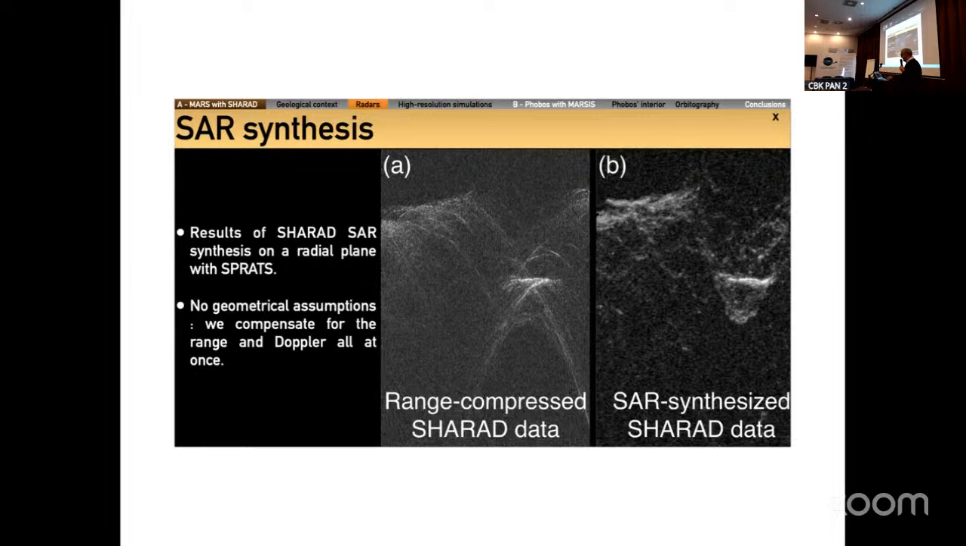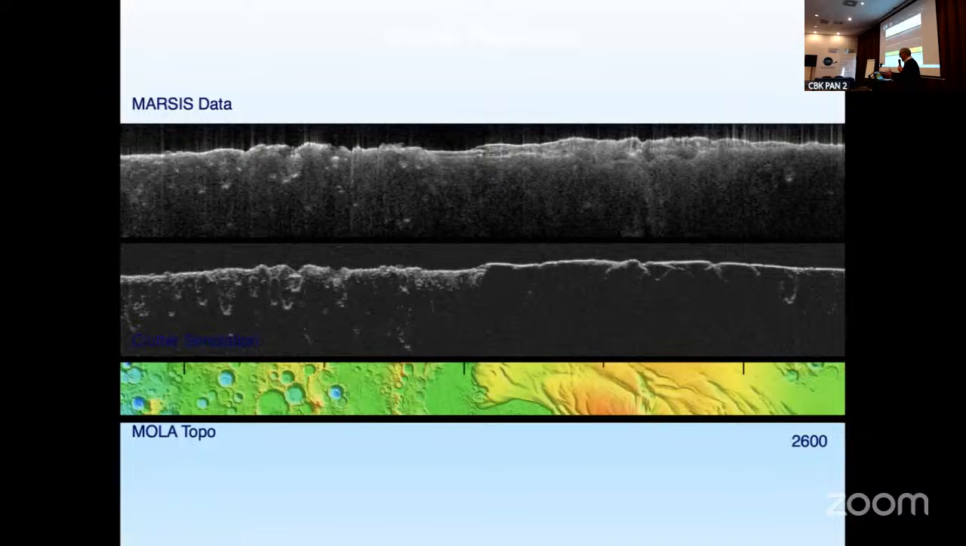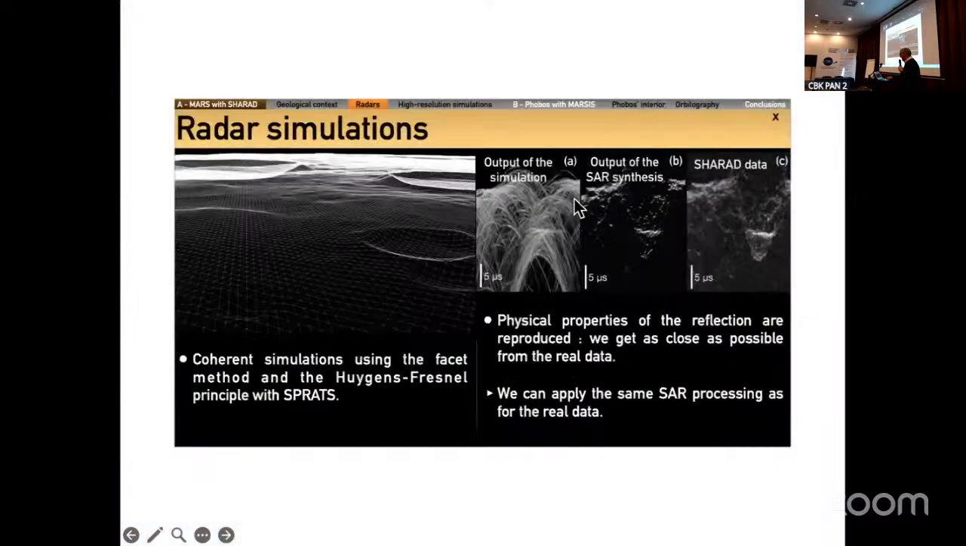And then this is the range compressed signal. I explain to you what compressed means. It is the correlation with the transmitted signal. And then this is SAR synthesis of Charlotte data. Here, something disappears. Okay. Well, let's go here.